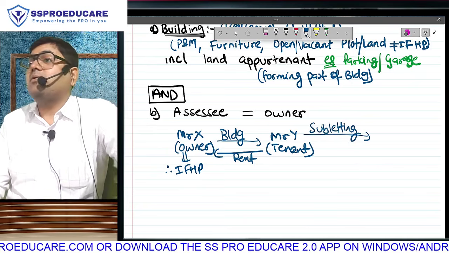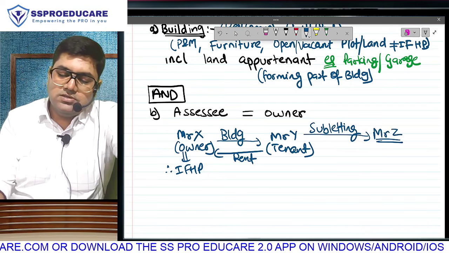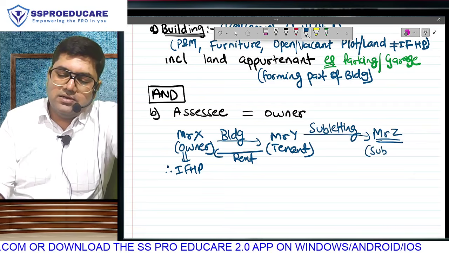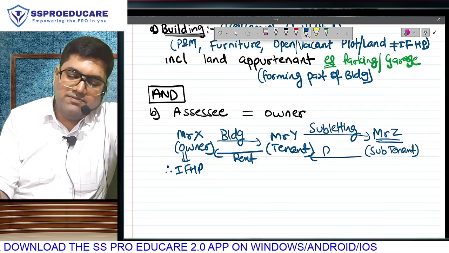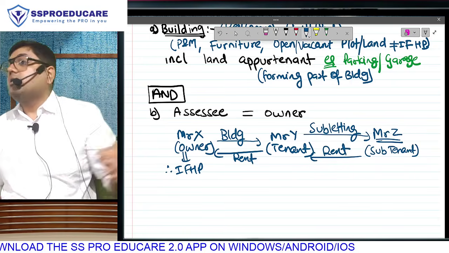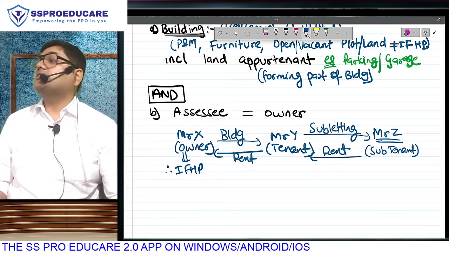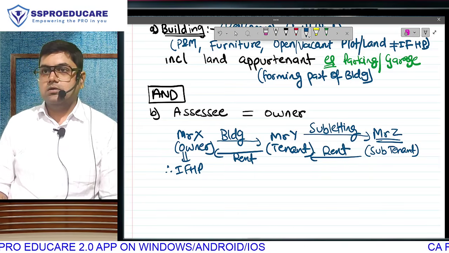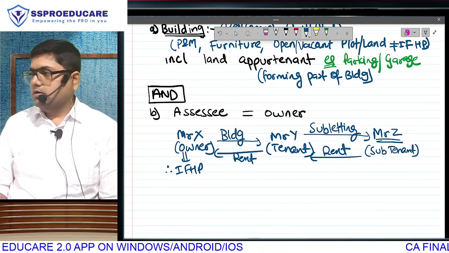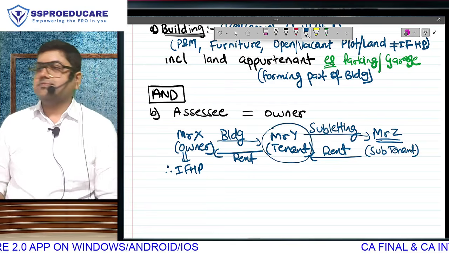Y has sublet his property to a third person, Z. We will call this guy the subtenant. Do you understand? This guy will pay rent to the tenant. Matlab, the tenant pays rent to the owner and the subtenant pays rent to the tenant. Correct? Let's now talk about the transaction from Y's point of view.